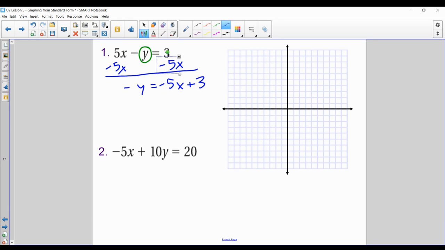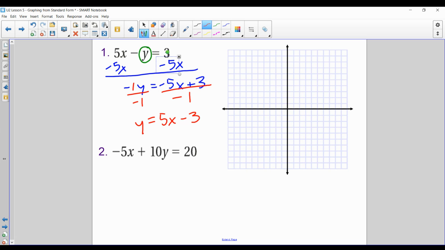You can see that I've got a negative y, and what I want is y. So I'm going to divide this by negative 1, because that's what that is, negative 1 times y. Got to do the same thing on the other side. Dividing by negative 1 just changes the sign of everything. So I'm left with y equals negative 5 divided by negative 1 is 5x. And 3 divided by negative 1 is negative 3.